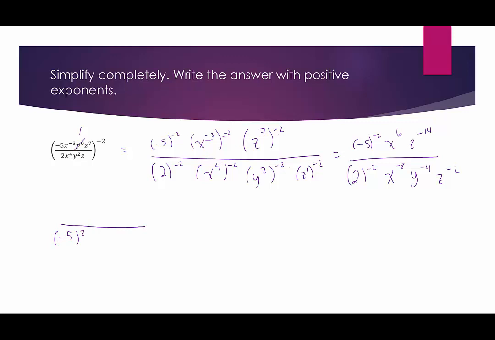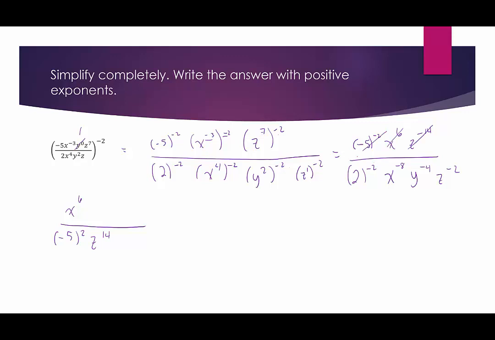The only thing that changes signs is the exponent. So still negative 5, but the exponent is now positive, being in the denominator. X to the 6th is going to stay where it is. Z to the 14th is going to move down. So I've taken care of this, this, and this.